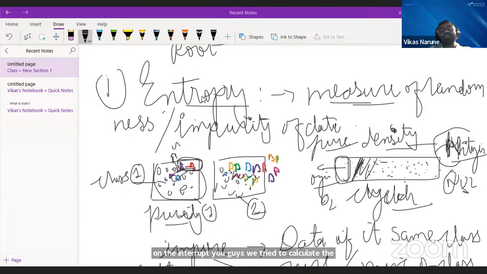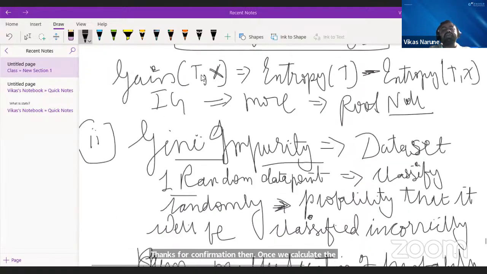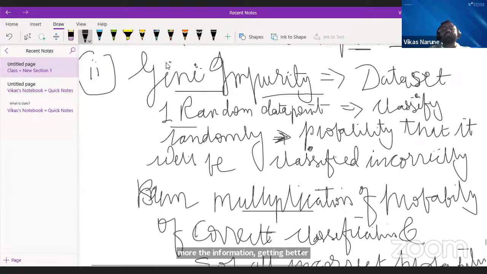Once we calculate entropy, after entropy you have to calculate something called information gain. If you split your data set on the basis of that particular feature, what is the entropy before and after the splitting? That difference you have to calculate. The more the information gain, the better the chances that it becomes the root node. And it is opposite in the Gini impurity.